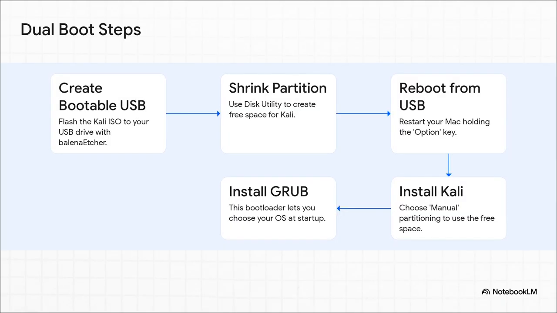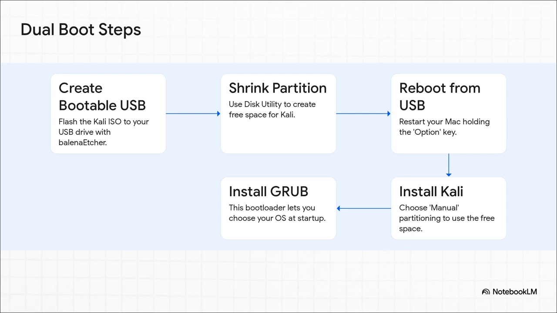So this is what it looks like. First, you use Balena Etcher to create that bootable USB. Easy enough. Now, step 2. This is the nerve-wracking part. You have to go into your Mac's Disk Utility and shrink your main partition to carve out some free space for Kali. After that, you'll restart your Mac while holding down the Option key.